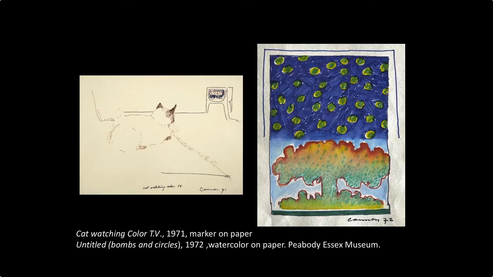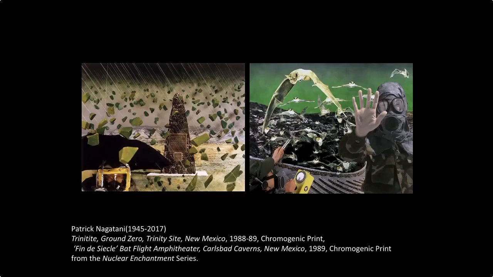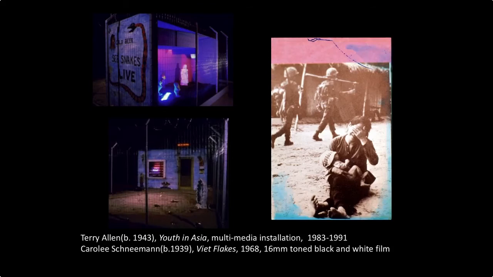And so as one example, these are just other images of how this motif appears in Cannon's work. But for one example, thinking of the photographer Patrick Nagatani, who recently passed, who taught at the University of New Mexico for two decades, here is work, a little bit later than Cannon's, from his Nuclear Enchantment series, which was particularly interested in the legacy of the development of the atomic bomb in New Mexico and its continued presence in the landscape. On the left is Trinitite, Ground Zero, Trinity Site, New Mexico, and on the right, Finis Terrae, the Bat Flight Amphitheater, Carlsbad Caverns. So they are thinking about these apocalyptic representations that are tied specifically to the development of the atomic bomb.